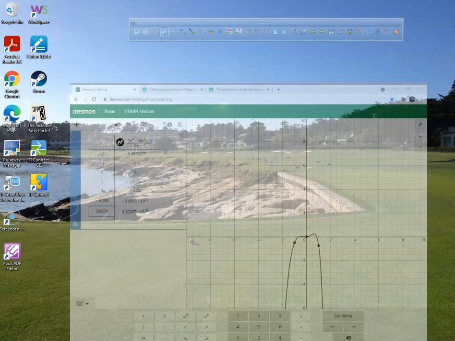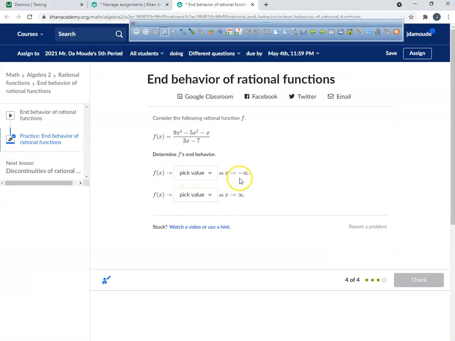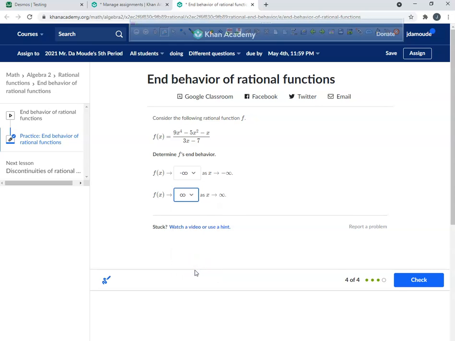All right? So, what does this mean for us? That means as x is going to negative infinity, the y values are also going to negative infinity. As x is going to positive infinity, what's happening to the y values? They're going to positive infinity.